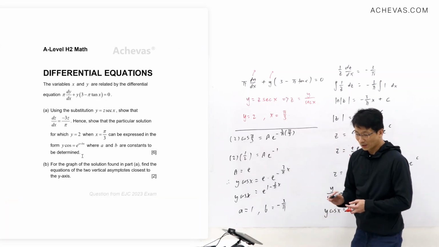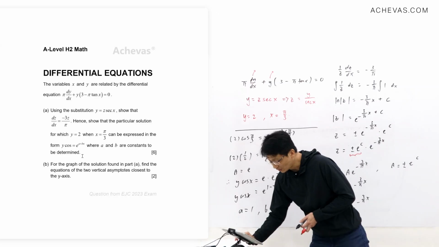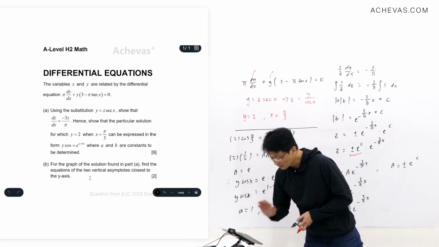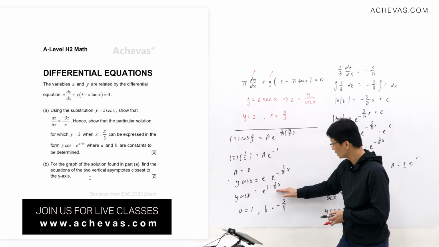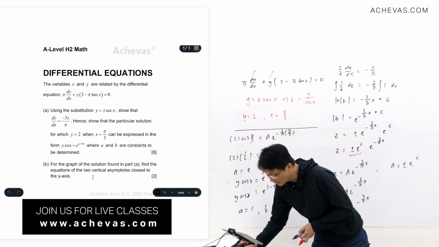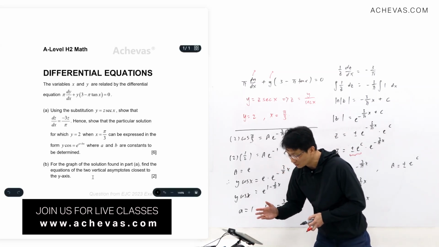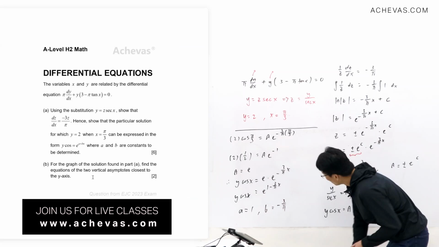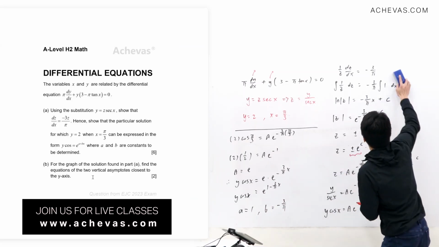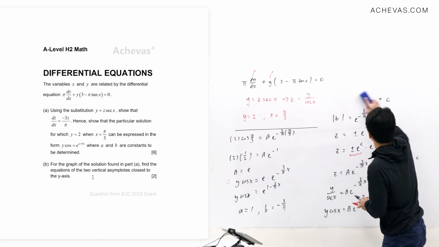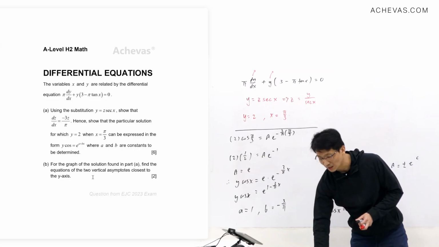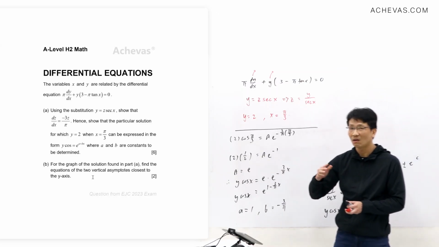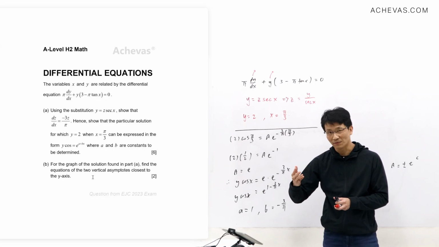All right, so we are done with part A of the question, and part B of the question says, for the graph of the solution found in part A, which is this solution, find the equation of the two vertical asymptotes closest to the y-axis. All right, so for vertical asymptotes, the definition of vertical asymptote means is the value of x that cause the graph to be undefined.